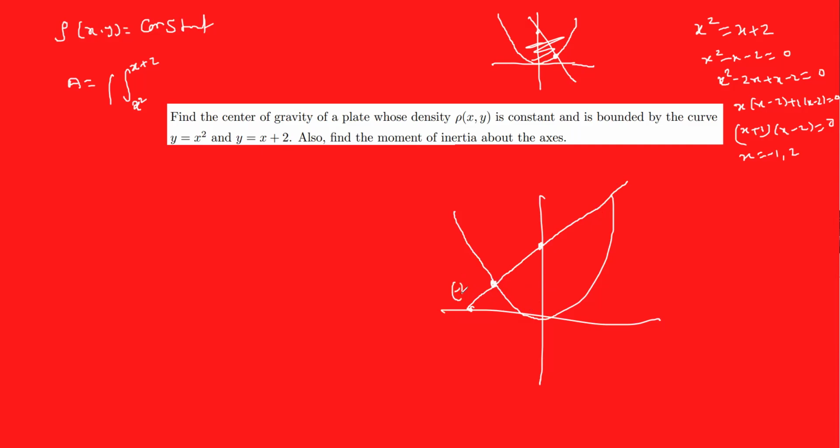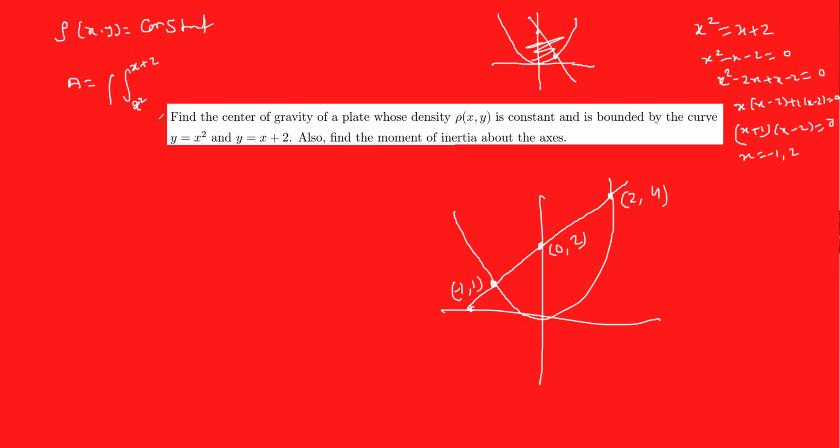When you put minus 1, you will get 1. X is equal to 0, y is equal to 4. And one more point is there, x is equal to 2, y is equal to 4. Right?